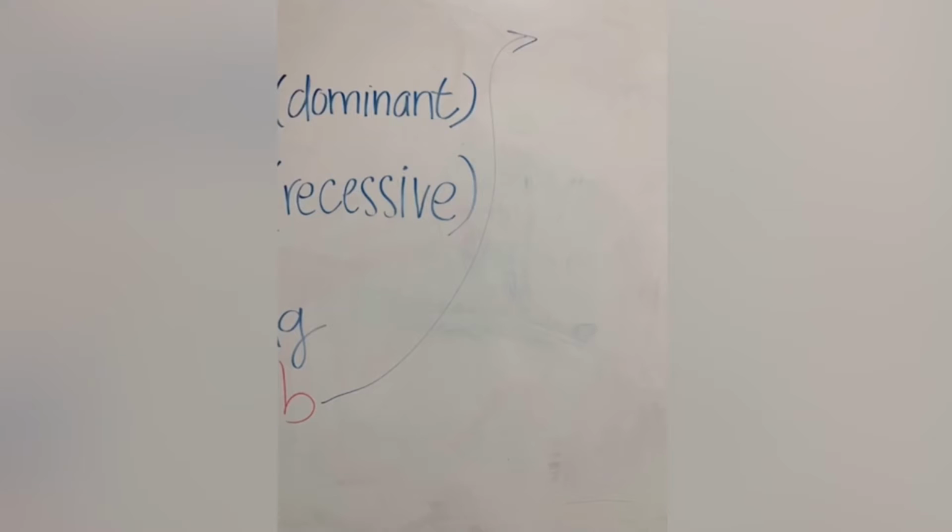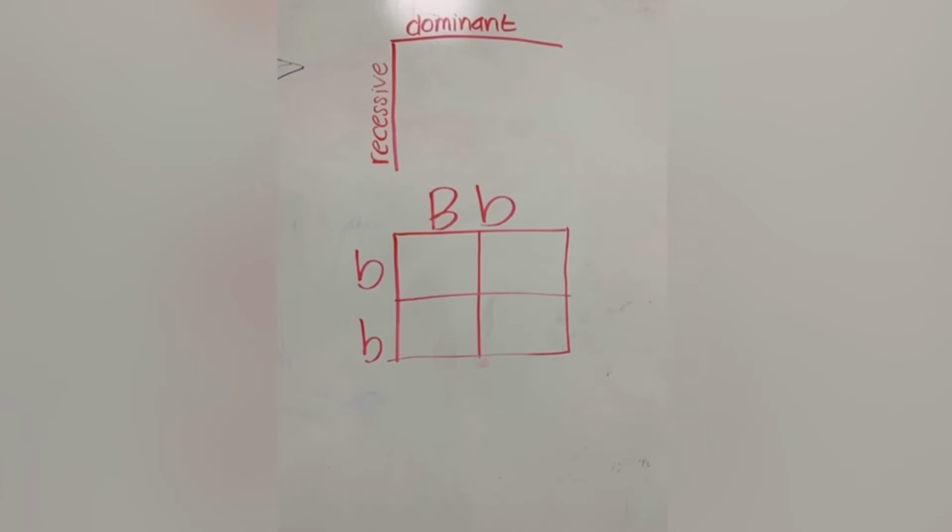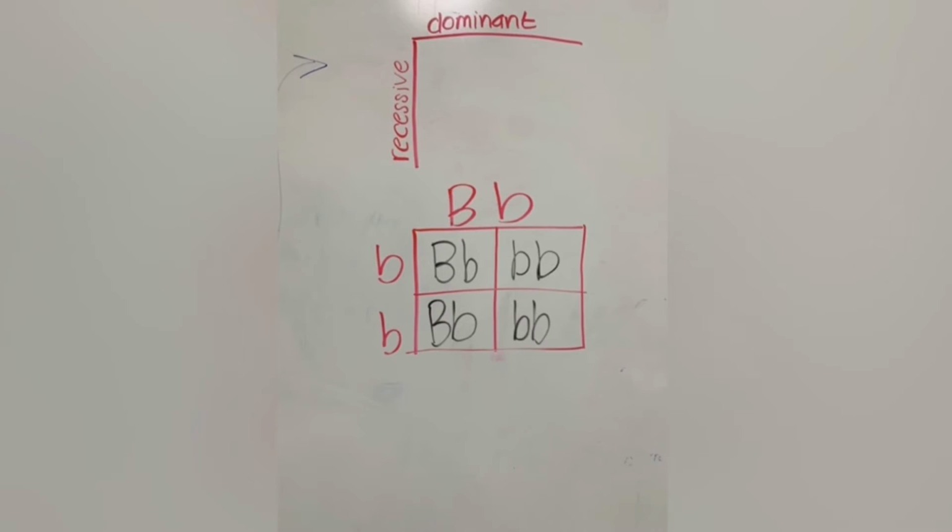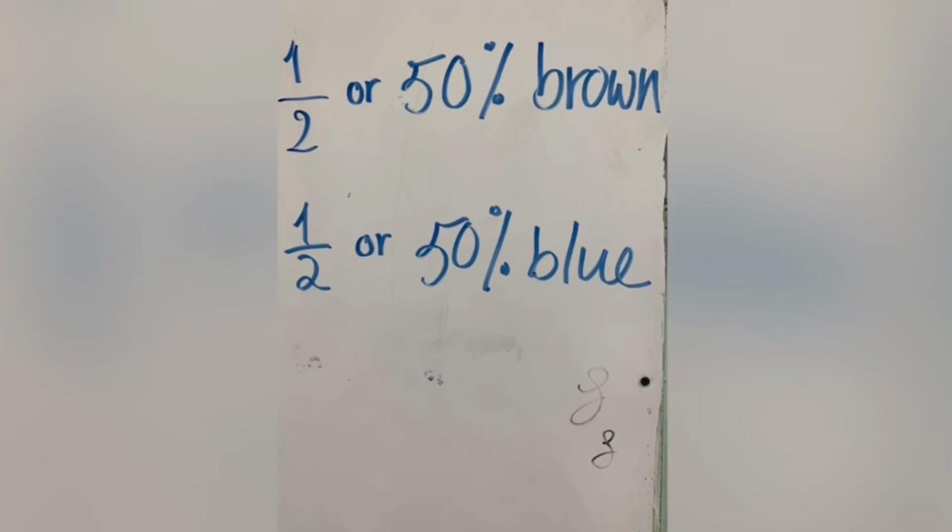Now we have to make a Punnett square. First, you write the dominant trait on top, along with the recessive trait on the side. Now let's watch the magic unroll. And there you have it. Half of the progeny are going to be the possibility of brown eyes, while the other half is the possibility of blue eyes.